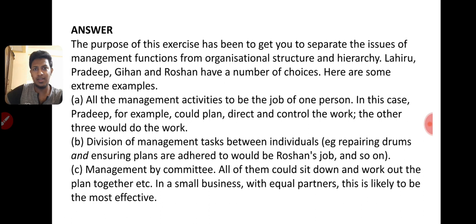We don't know whether Roshan has those skills. This question is assuming that Roshan has that skill. And if the question says Roshan only has the repair skills, then we have to give that to him. We can't change the person, right? Then the third option is management by committee: all of them could sit down and work out the plan together, etc. In a small business with equal partners, this is likely to be the most equal. Everyone will be equal and work together. So these are the ways. Very simple. I already told this.